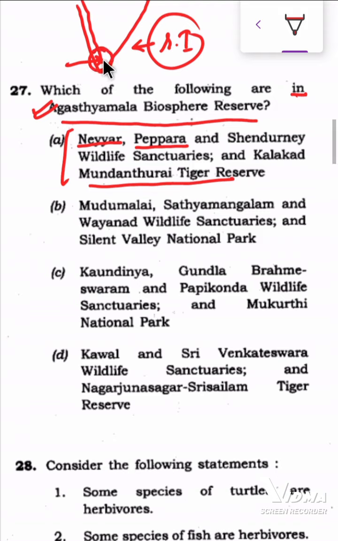These are located in this area. So Agasthyamala Biosphere Reserve includes all these wildlife sanctuaries and tiger reserves. You can find Neyyar in Kerala, the Mundanthurai Tiger Reserve in Tamil Nadu, and Peppara in between those two states. So these are part of the Agasthyamala Biosphere Reserve. However, we should also look at the other options. Options say Mudumalai, Sathyamangalam, and Wayanad Wildlife Sanctuaries and Silent Valley National Park.